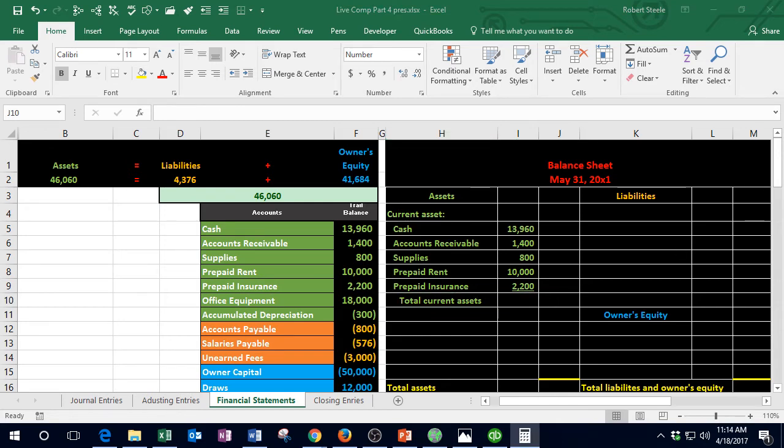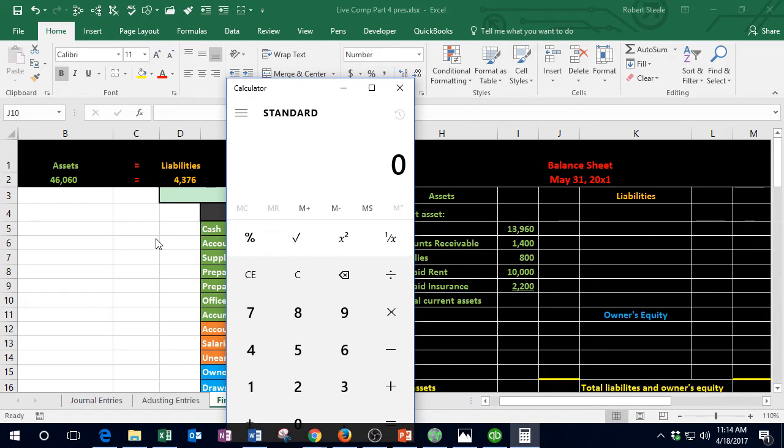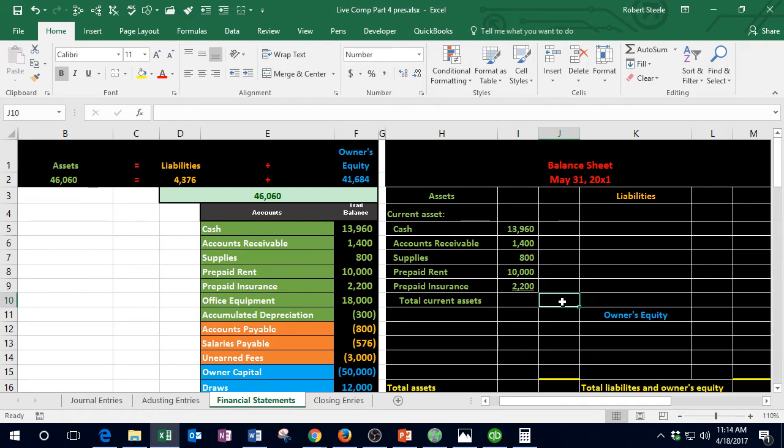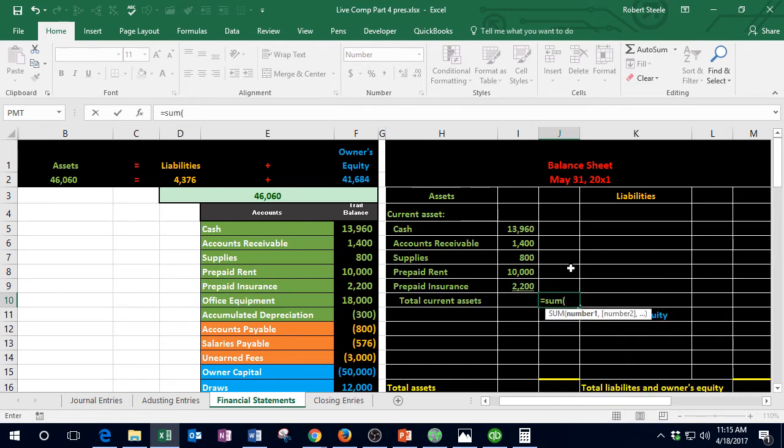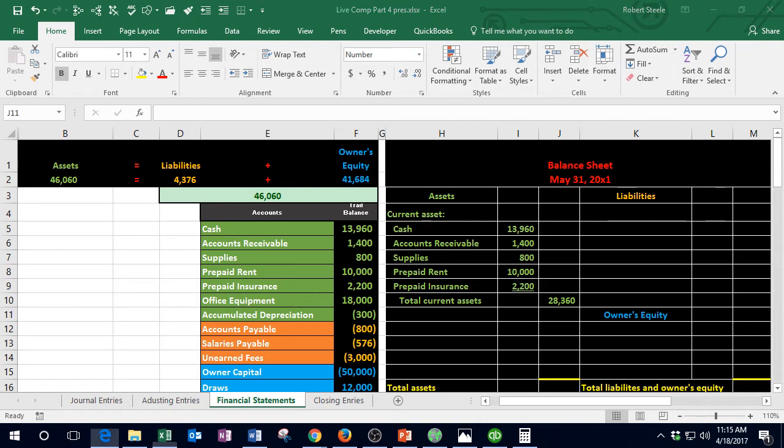Obviously, if we did this with a calculator, we would just add these up. We would say it would be 13960 plus 1400 plus 800 plus 10000 plus 2200. Hopefully I did that right, but we're going to do that with the sum function. In cell J10 equals the sum of these items, and it should give us that same number. There we have it, and so that's how we would do it in Excel.